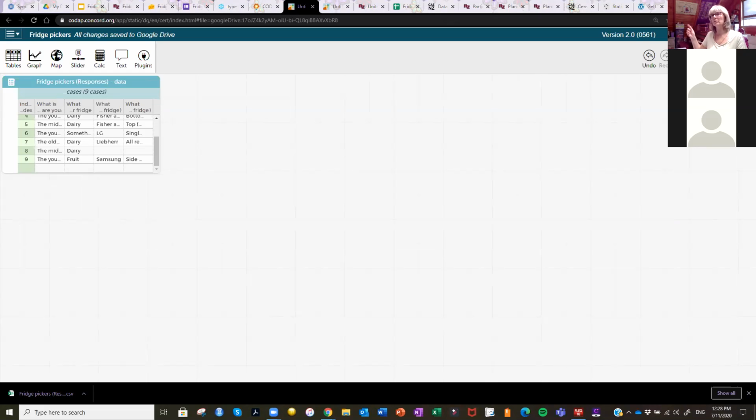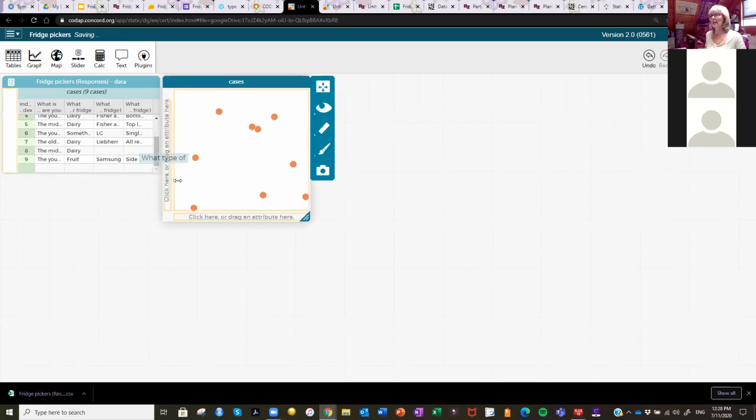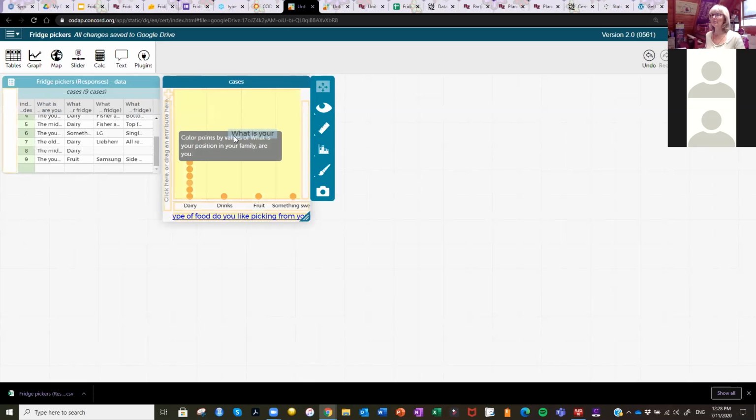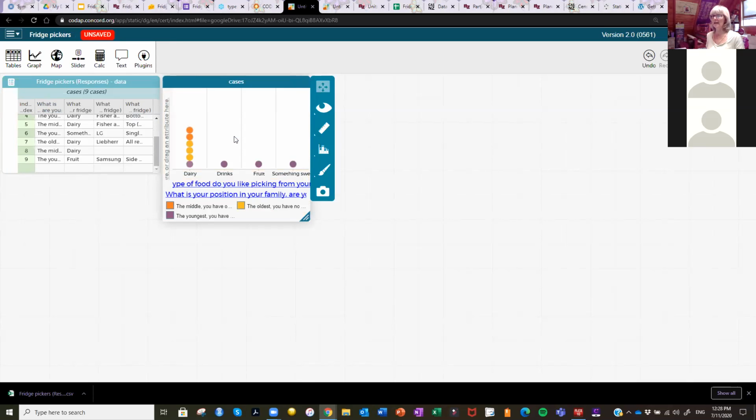But if you need your screen, let me just show you quickly how to graph. So if you click on graph, and then you drag and drop the variables. So I'm going to look at the stuff we did before. I can drag a variable into the graph. And then if I want to look at the ages, like we did, I can put the points there by the age for the position in the family.